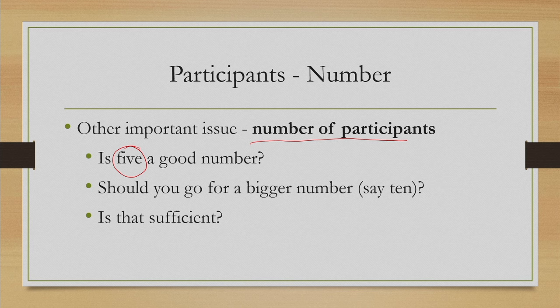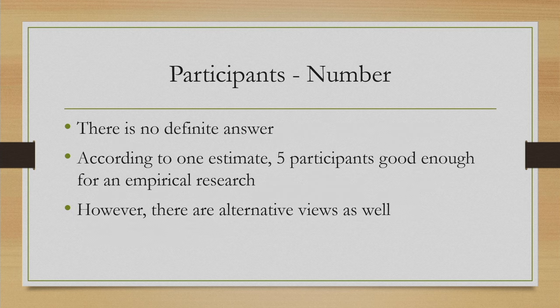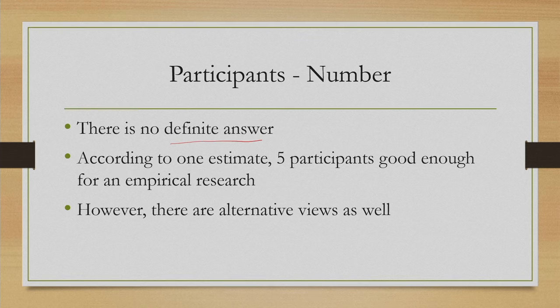Now, what is a good number then? Should we go for a bigger number, say 10, to have the statistical significance of the data? Is that sufficient or do we need an even bigger value? These are some of the questions that we should be aware of and we should take care of. Unfortunately, there is no definite answer to this question. We cannot say with certainty that so and so number of participants produces enough amount of data that can be used for reliable conclusion.